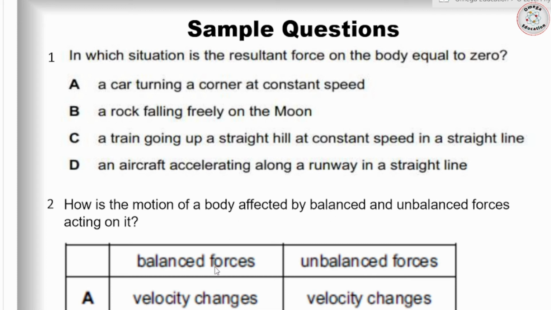C is the right answer. Very good. So C, we have the right answer. First of all, option A. Option A is also saying a car turning at constant speed. So if the speed is constant, the forces might be balanced as well. So what is wrong with option A?